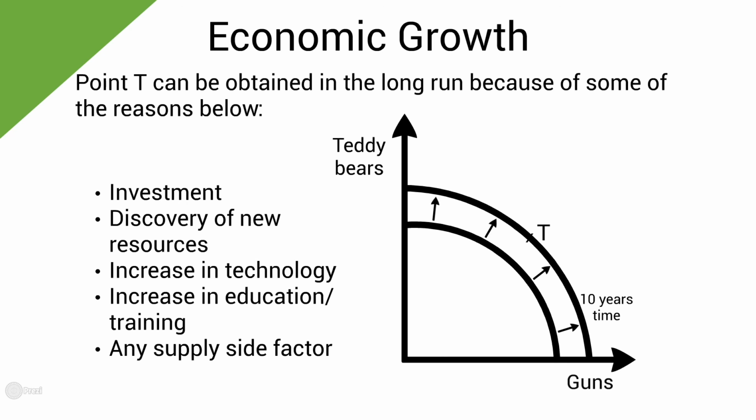T is productively efficient because all of the resources in the economy are being used. So economic growth can be represented by an outward shift of the PPF curve.